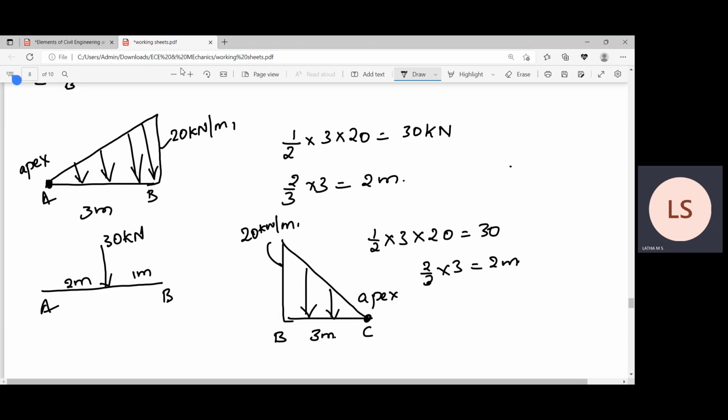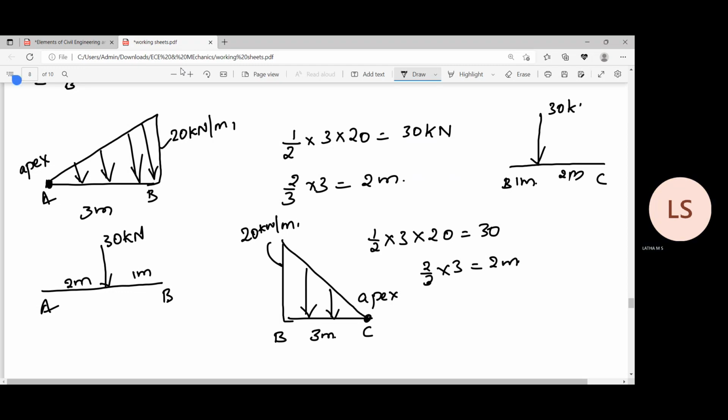Where it is acting between B and C, the whole triangular load is converted into a point load, 2 meters on one side and 1 meter on the other. So the load value is 30 kilonewton.